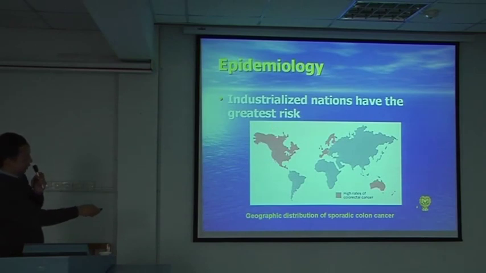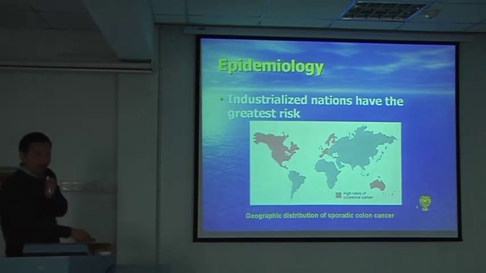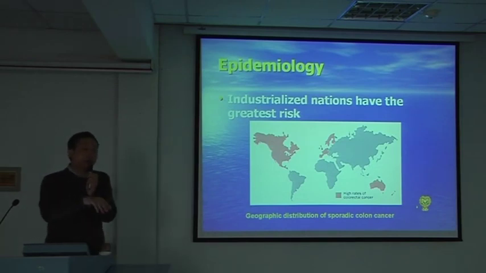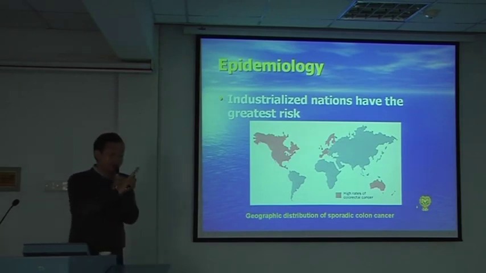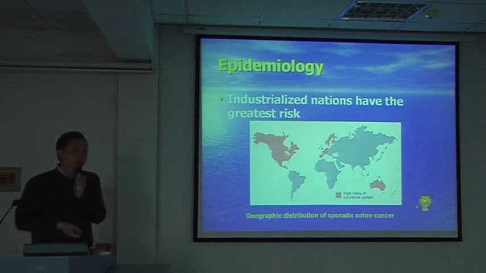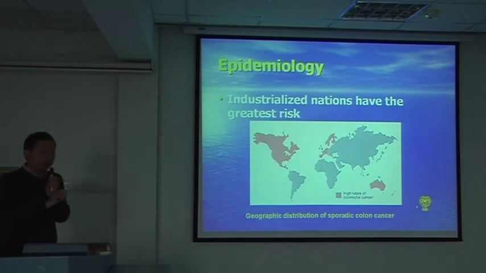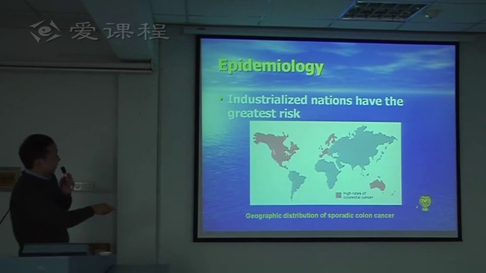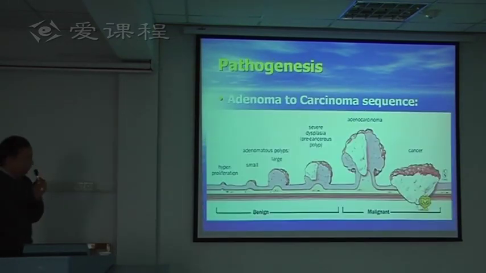The red area is the United States. In China, it's third or fourth, a different pattern. In Shanghai, maybe the second, but in rural areas maybe fourth. So for the whole country, maybe the third position. The industrialized nations have the greatest risk, the red area.